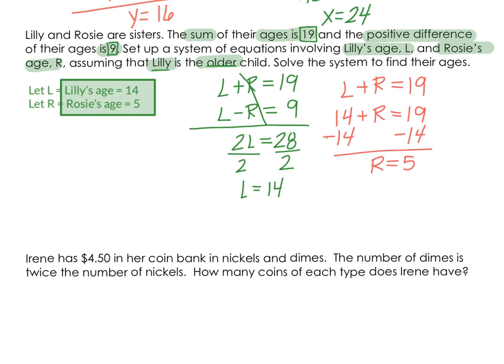We can check that by putting in the L and the R in the equation. 14 plus 5 equals 19. 14 minus 5 does equal 9. So I'm confident with my answers.